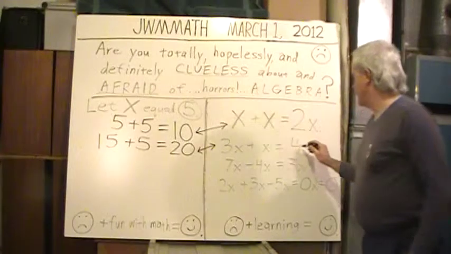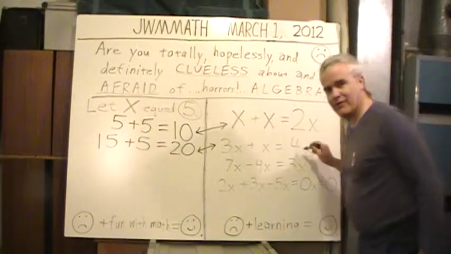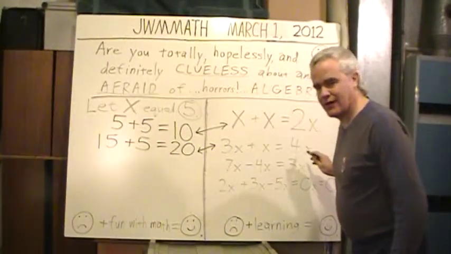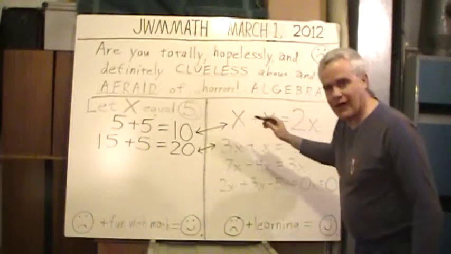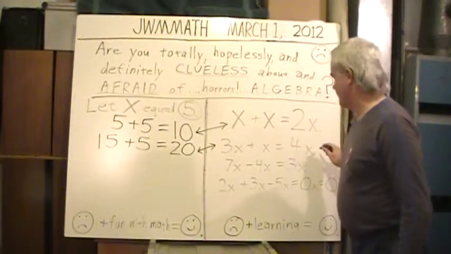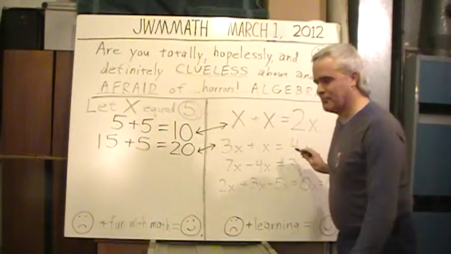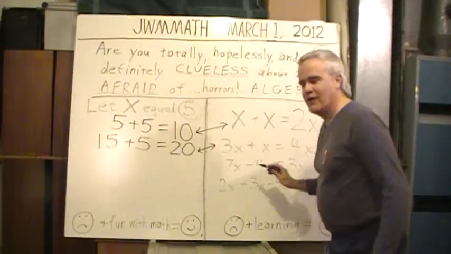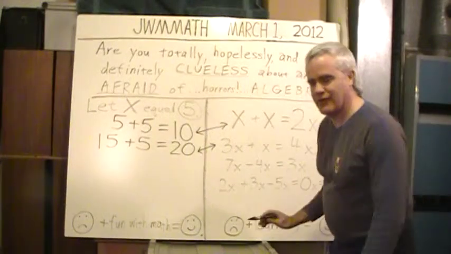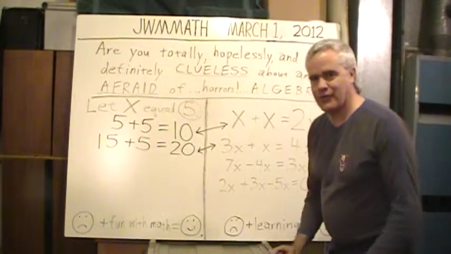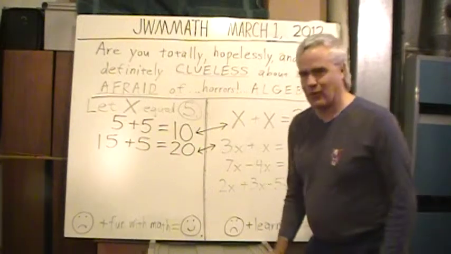The right side is 4x. 4x in this case means 4 times the x. We're letting x equal 5. 4 times 5 is 20. So here we have another example of what's called combining like terms. We are combining x's with x's, just like adding together apples to apples or oranges to oranges.